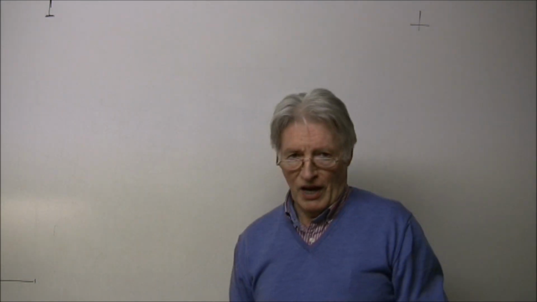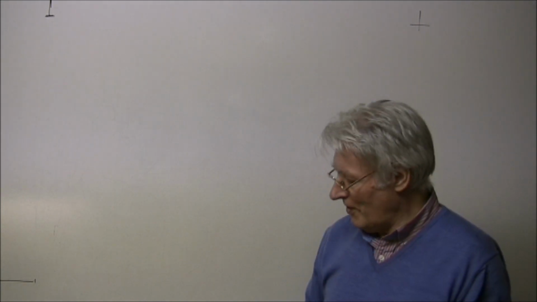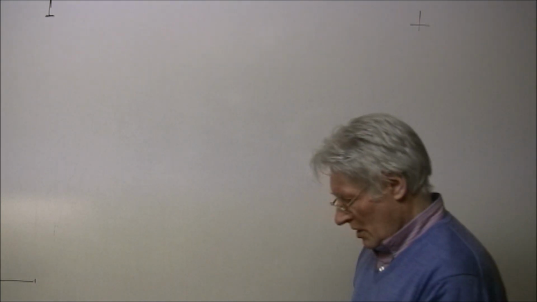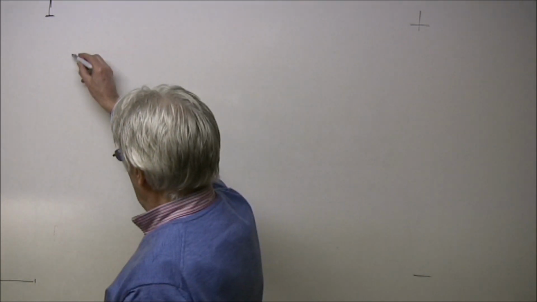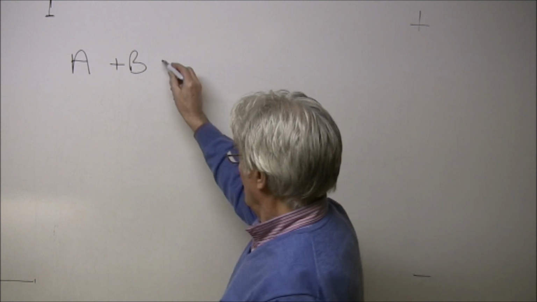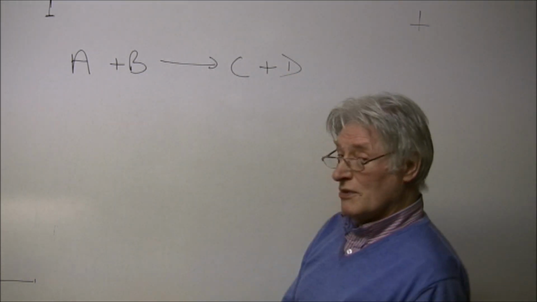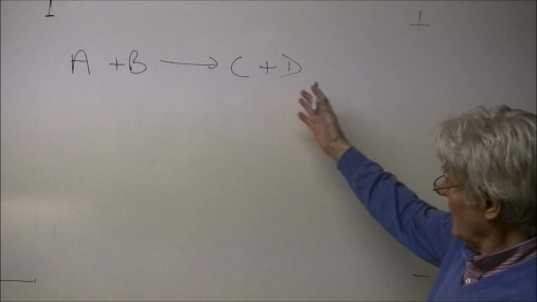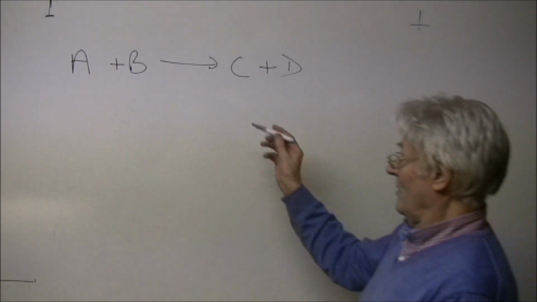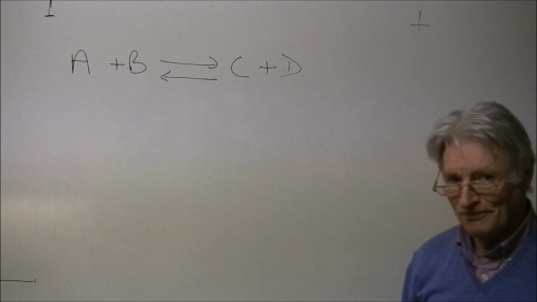But there are a number of reactions which are actually reversible. They go in two directions. For example, I could have a substance A reacting with a substance B to form a substance C and another substance D. And once C and D are formed, they could react with each other to form A and B again.